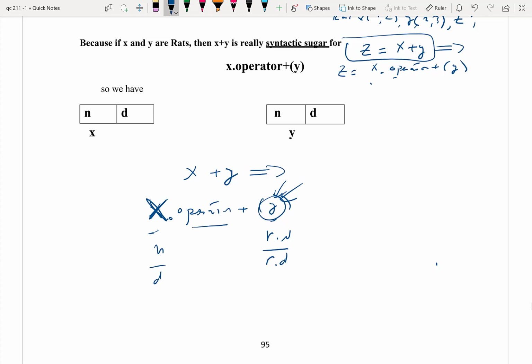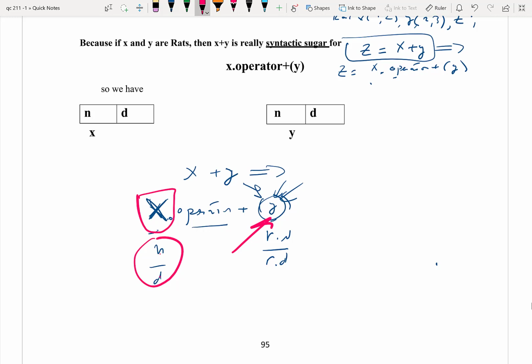Operator plus is getting the parameter on the right-hand side, right? When I say x plus y, y is going in there. It's going into the r. But how do I get inside here? How do I get the n and the d? I'm not passing it in, right? That x is on the outside. So how does the operator plus even get a hold of the n and the d?